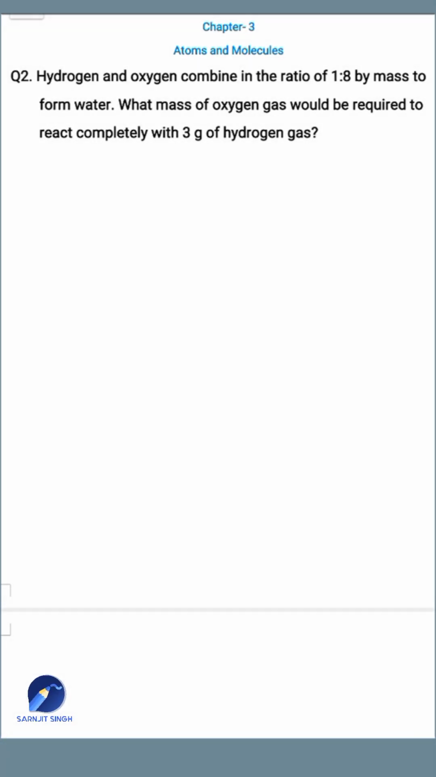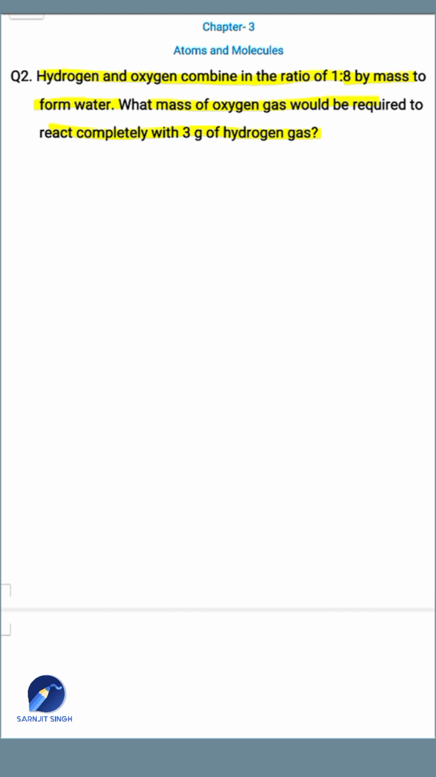Here is a question from chapter number 3, Atoms and Molecules, class 9th. The question is: hydrogen and oxygen combine in the ratio of 1:8 by mass to form water. What mass of oxygen gas would be required to react completely with 3 grams of hydrogen gas? So this is the question.